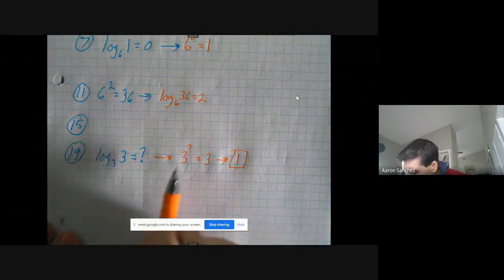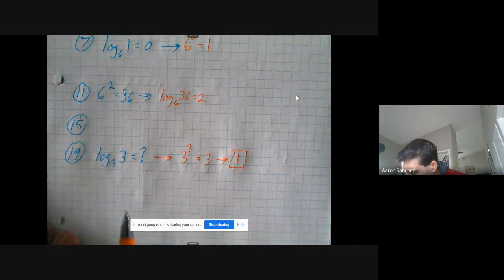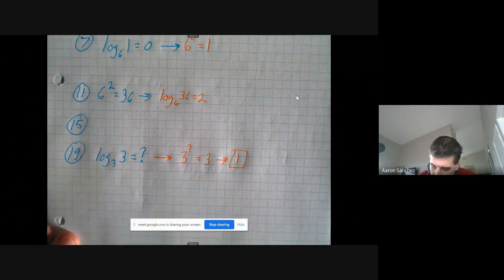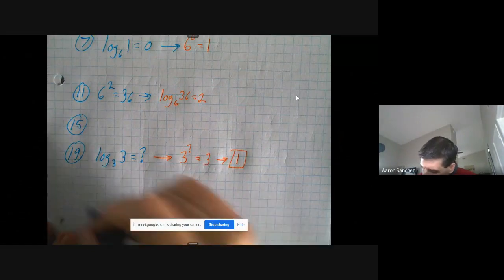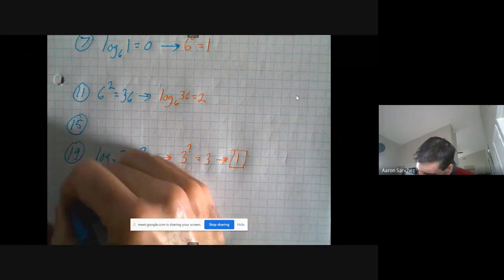We just saw that question mark has to be 1, so that's 1. 3 log base 3 is equal to 1. So that's how you solve it. You put it in exponential form and just solve it. 19, 21, 23 is next.